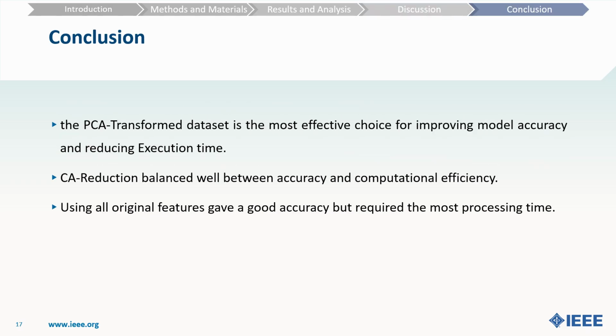So coming to the conclusion, the principal component analysis transformed dataset is the most effective choice for improving model accuracy and reducing execution time. The correlation analysis reduction balanced well between accuracy and computational efficiency. Using all original features gave a good accuracy but required the most processing time.